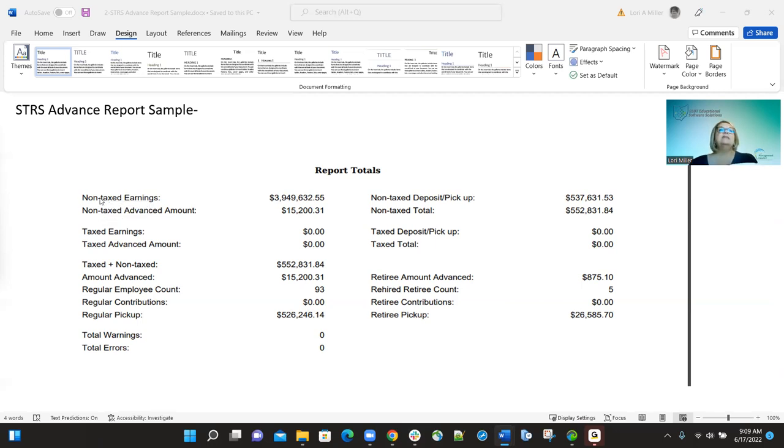The non-tax advanced amount is the contributions that are going to be paid over the summer months for the employees who have an STRS annuity or have employer STRS pickup withheld. So this is going to be your advance amount for the current fiscal year 22.